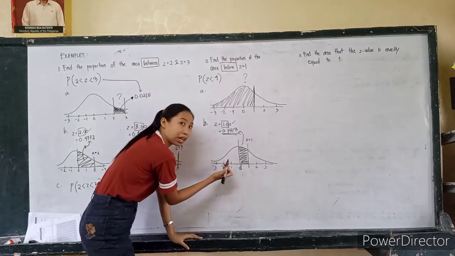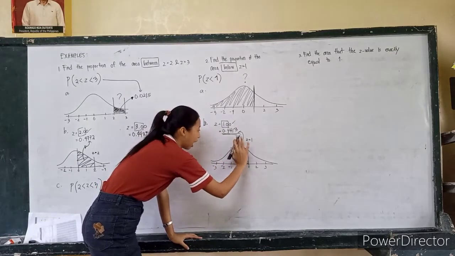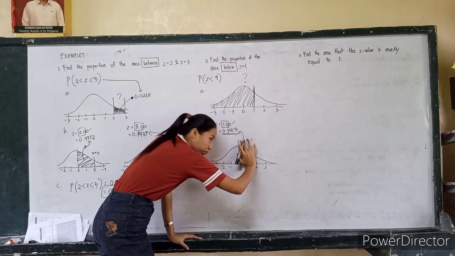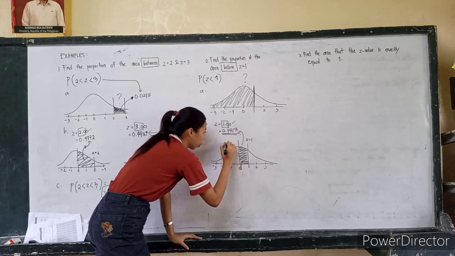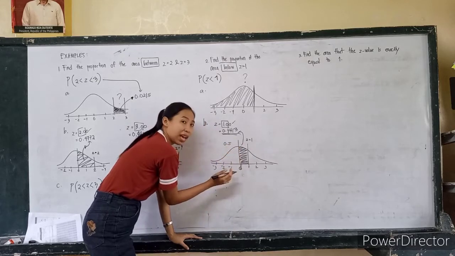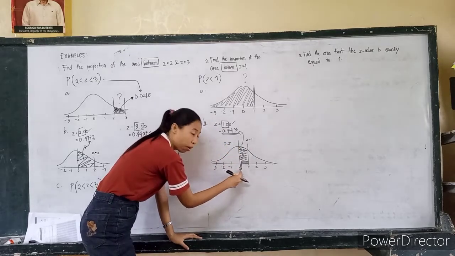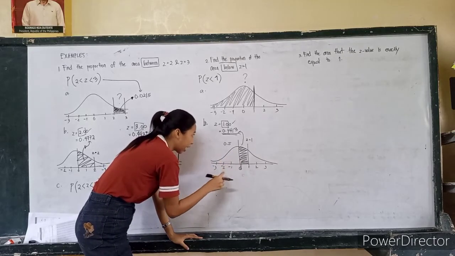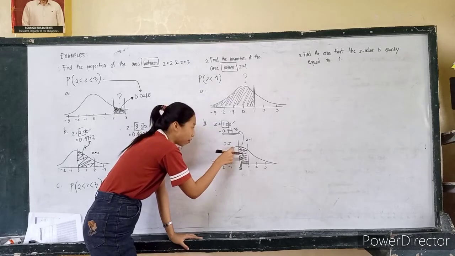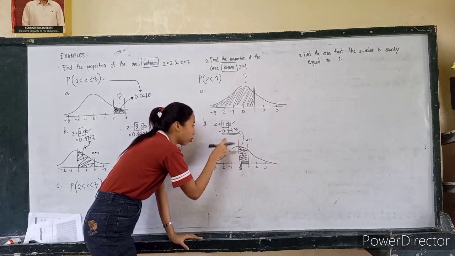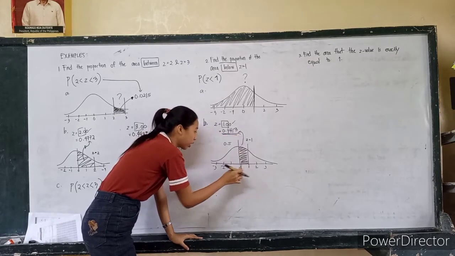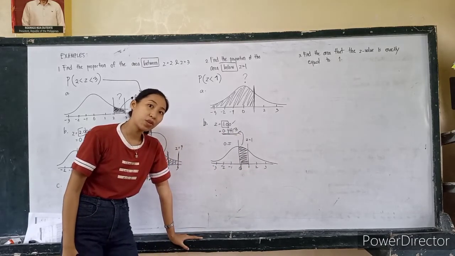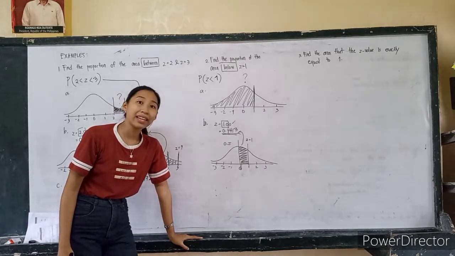I told you earlier that half of your curve is equal to 0.5. Right? Meaning, from 0 going to the tail, to your negative 3, the area is equal to 0.5. So add that 0.5 to the 0.3413 to get the area from 1 going down to negative 3. You are going to add the two values.